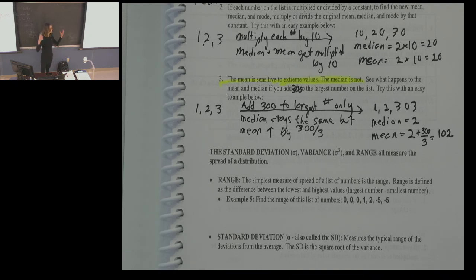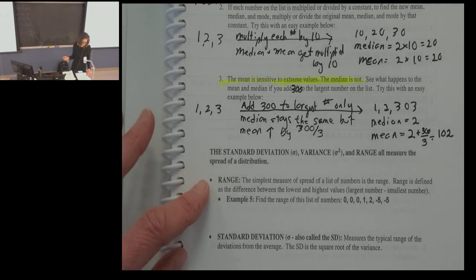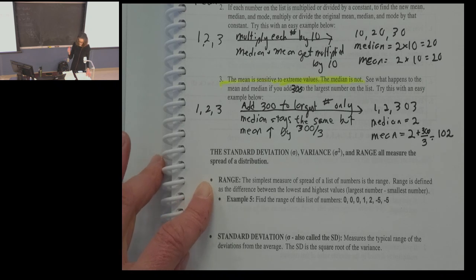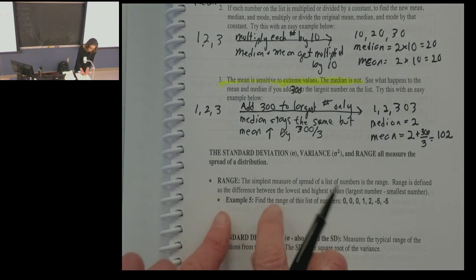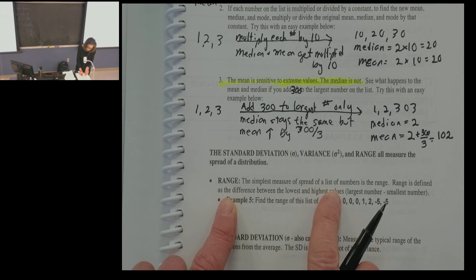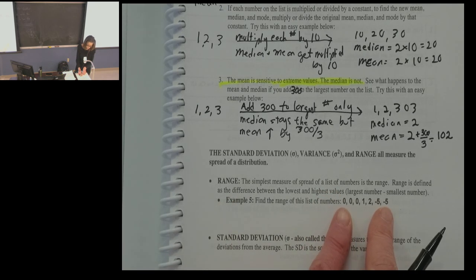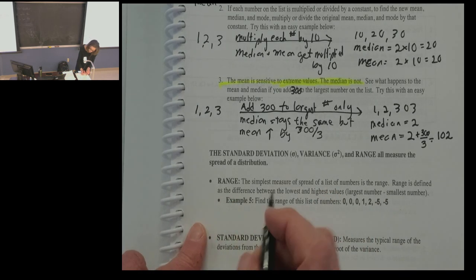So you want to know what the spread is, and that's the various ways to summarize the spread of a list of numbers. So here, the range is the simplest way. The range is just the spread from the smallest number to the biggest number. It's the simplest measure of the spread, and it's just the difference between the smallest number and the biggest number.